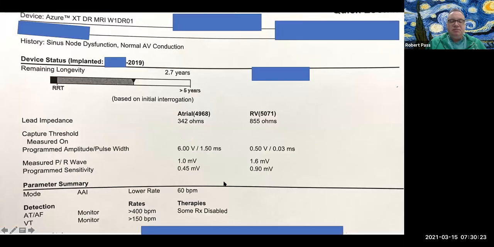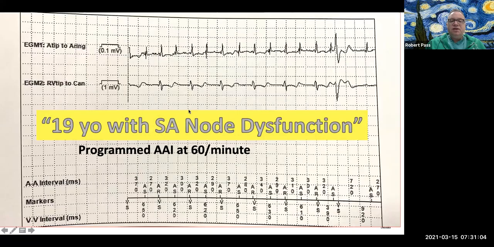is about the patient's pacemaker program. We see here that the atrial lead impedance is 342, the ventricular 855. Those are within normal range. The output on the atrial lead is programmed AAI at 60, with 6 volts and 1.5 milliseconds. So this is a very high output. Whoever programmed this device presumably believed that the threshold was very high on this lead. And the ventricular lead is programmed with no output because it's only programmed to AAI. So I guess my question is, what do you think is going on here?